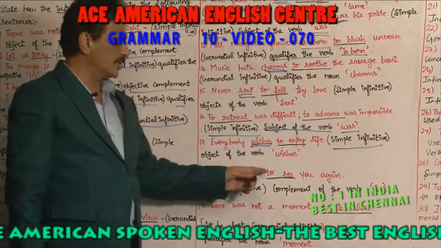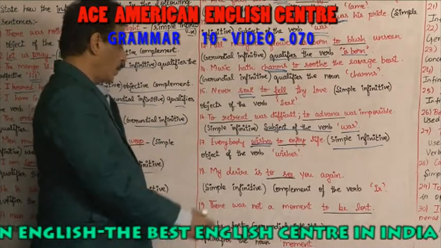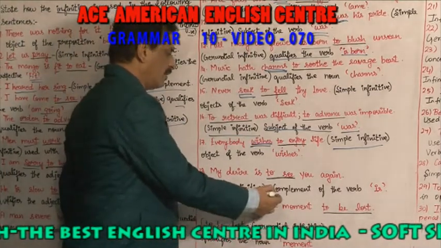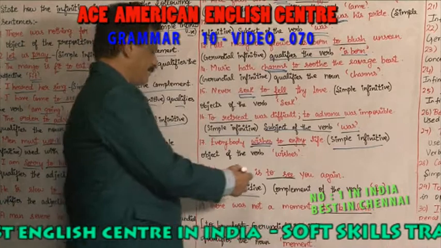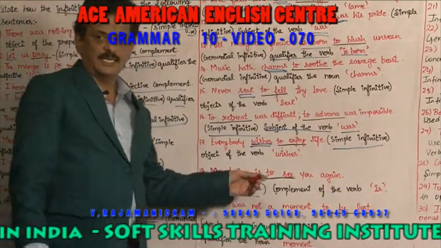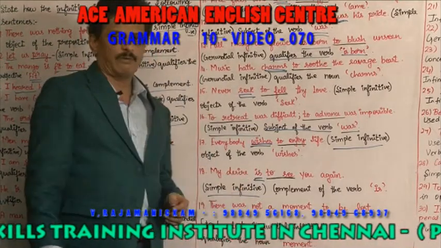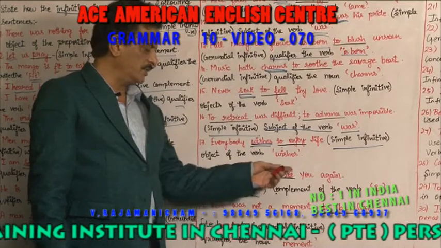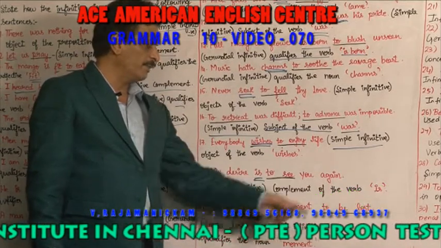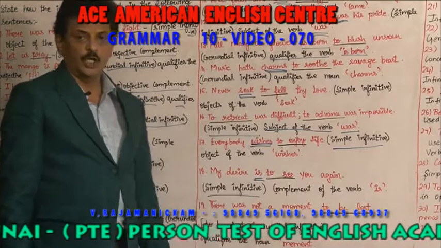"My desire is to see you again." So my wish is to see you again. It is a simple infinitive, the complement of the verb is. After this verb, my desire is, it becomes a complement: to see you again. So it is a simple infinitive. "There was not a moment to be lost."